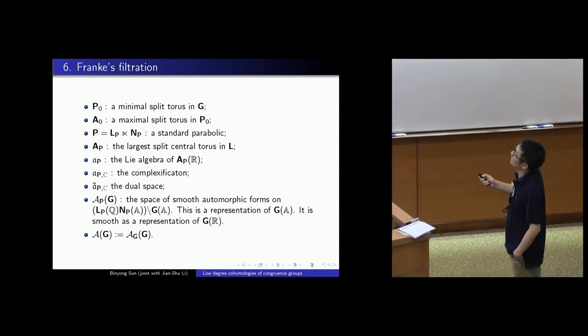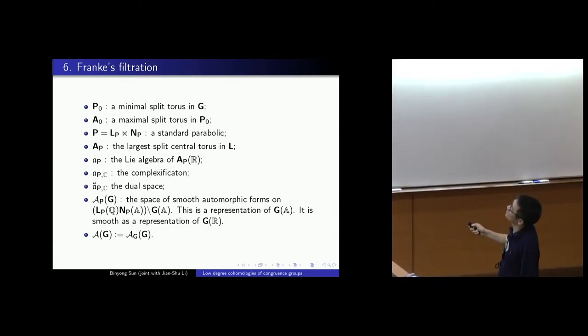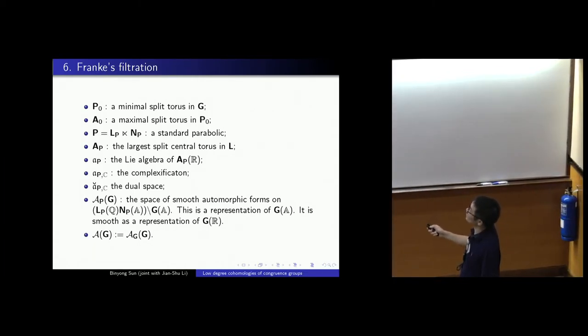This is usual notation in the theory of automorphic forms. P0 is a minimal parabolic in G, and A0 is a maximal split torus in P0. And P is a standard parabolic. This means P contains P0, and L_P contains A0, and N_P is the unipotent radical.